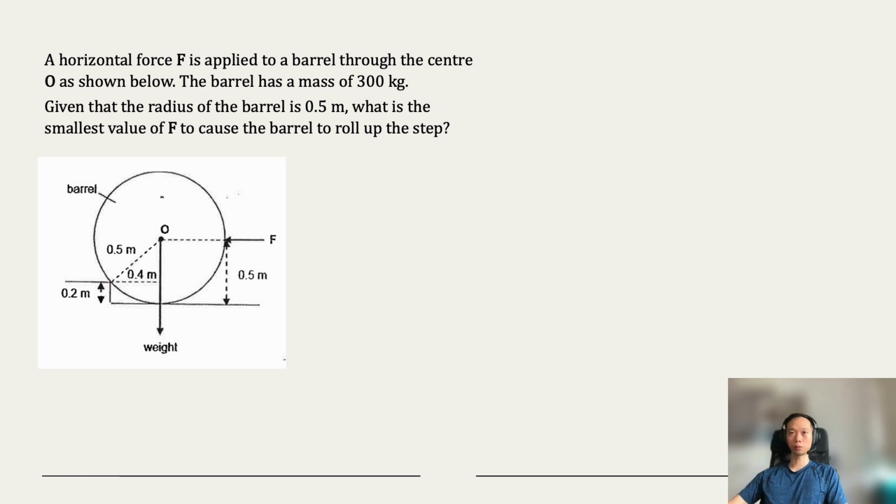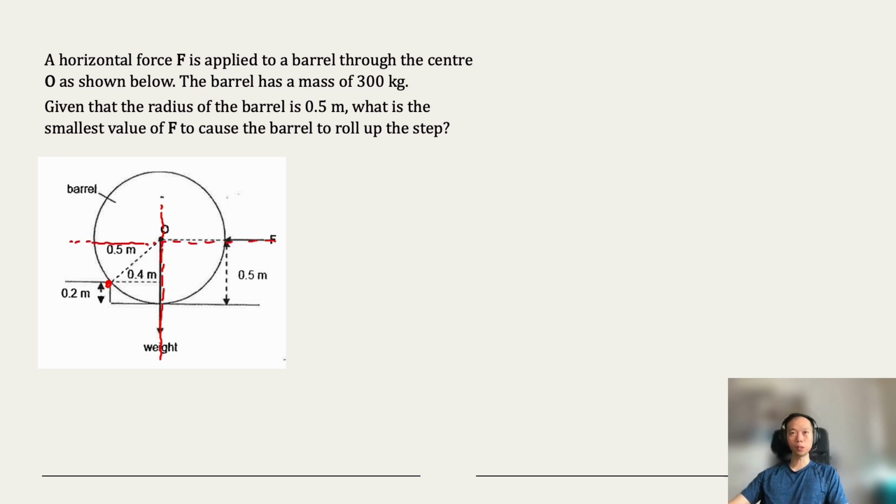Okay, so now this point is the pivot. The next step would be to look for the line of action of each force. So for the weight, quite simple, the line of action is over here. And for this horizontal force, the line of action is this way.